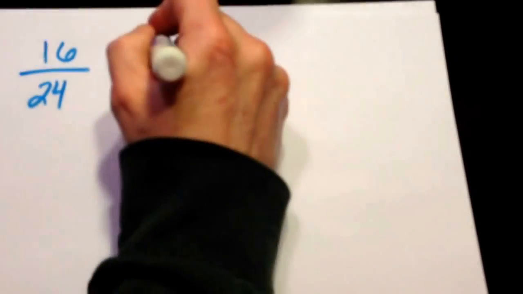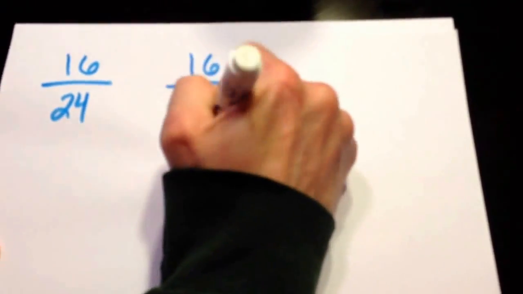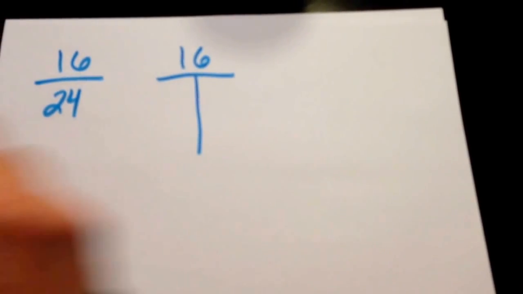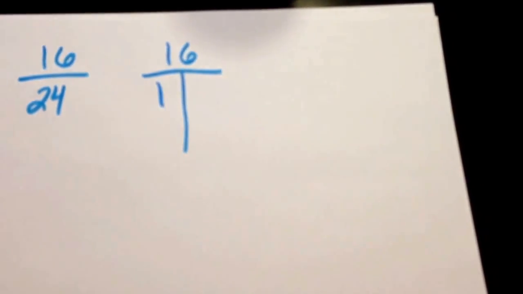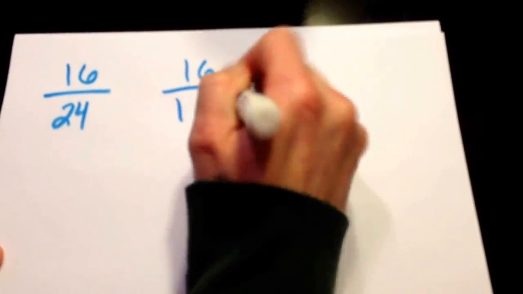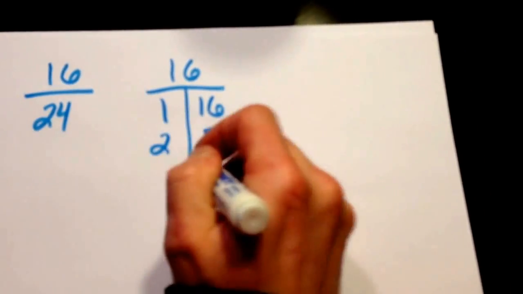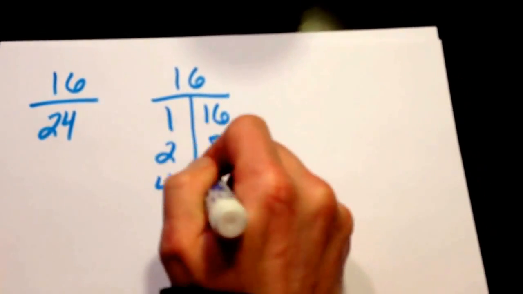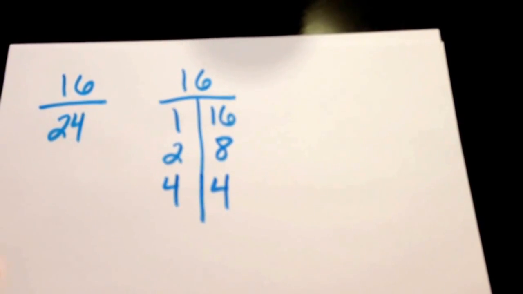16/24. Since we just used 24, why not? Make it a little easier. Let's write the factors of 16 first. I'm going to put them in order from smallest to biggest. 1 times 16, 2 times 8 gives me 16, and 4 times 4 would give me 16.